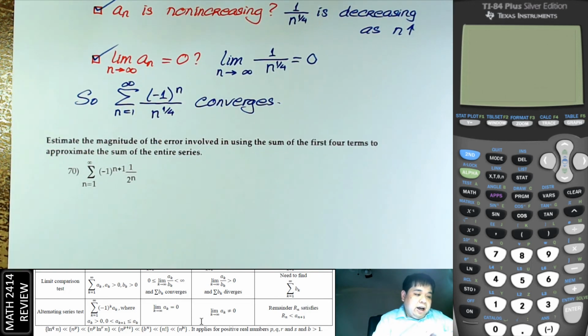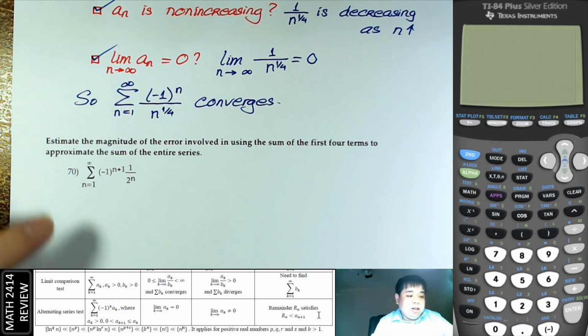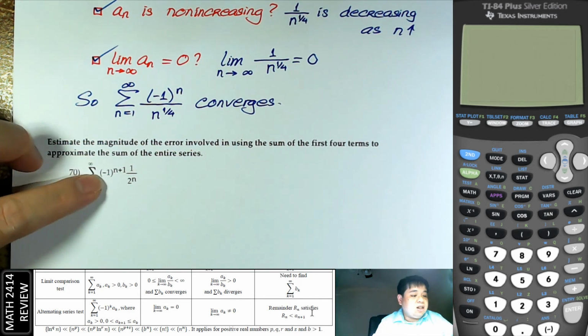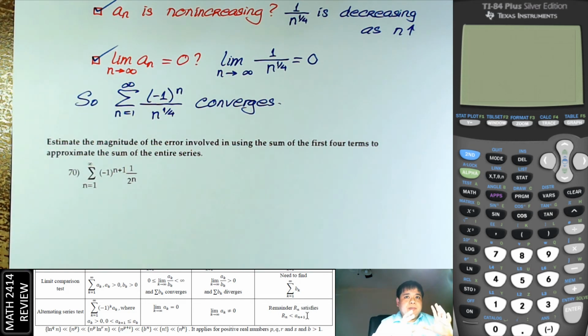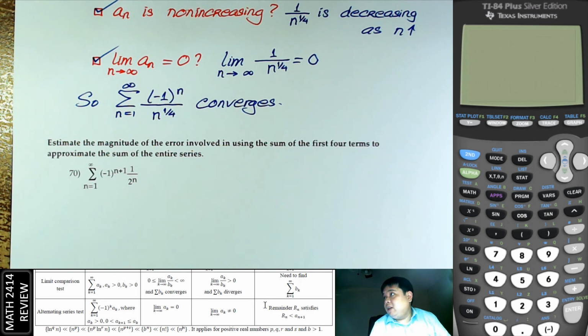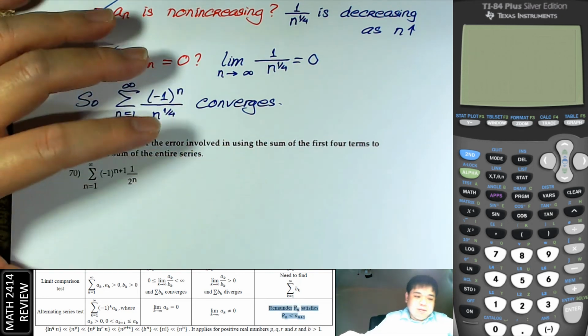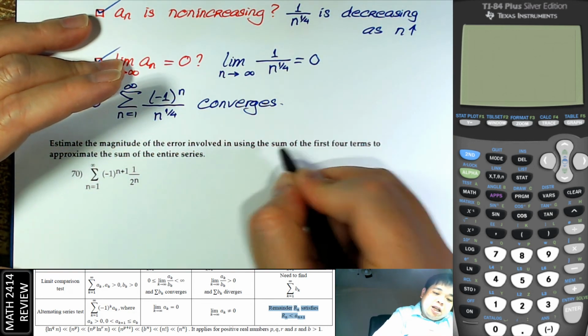Right. Next, estimate the magnitude of the error involved in using the sum of the first 4 terms to approximate the sum of the entire series. Well, we're still on the alternating series because we have the alternating factor. Like I said, -1 raised to n plus 1 or n, it doesn't matter, as long as it is -1 raised to an index power, could be plus something, minus something. Right. But the remainder is going to be less than the next term.